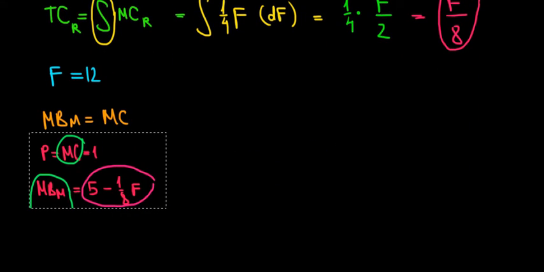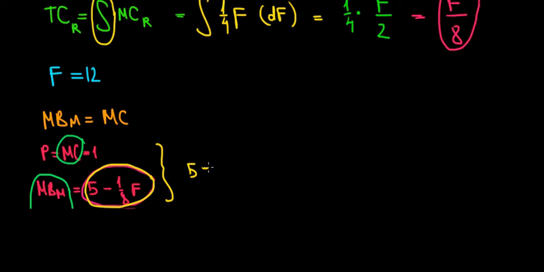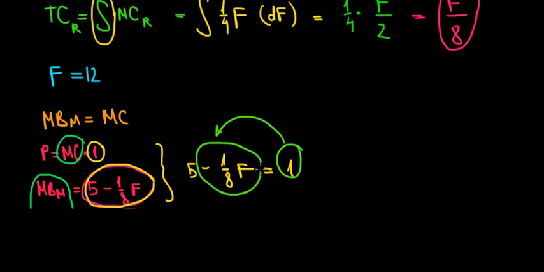Now, what's that going to be? Well, 5 minus 1 over 8f, this is the marginal benefit of Maria. 5 minus 1 over 8f is equal to the marginal cost, which is equal to 1. Now, if we take 1 to the other side, we'll have 5 minus 1 is equal to 1 over 8f. So 4 equals 1 over 8f. In other words, the flowers that Maria would plant if she thinks only by herself would be 4 divided by 1 over 8, which is 4 times 8, and that's equal to 32.